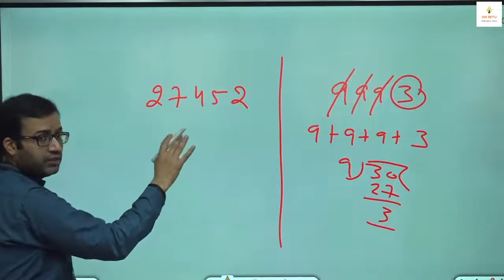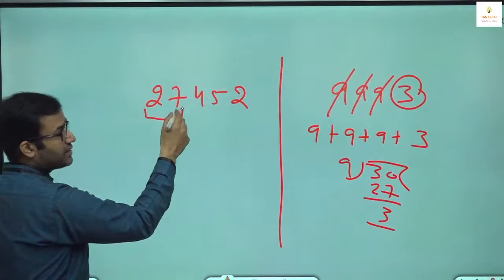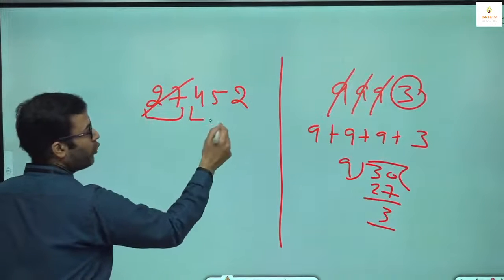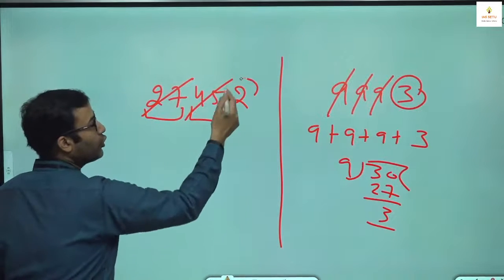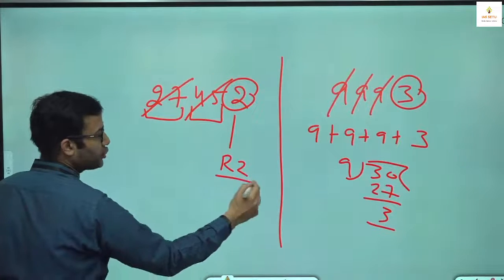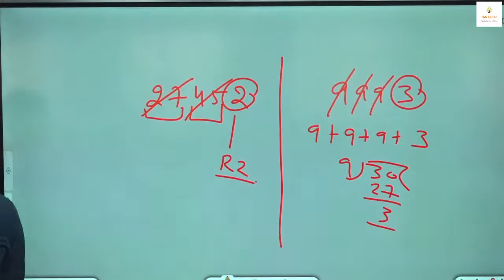Similarly here, in this question, 2 plus 7 is 9, you can ignore. 4 plus 5 is 9, you can ignore. You can directly say your remainder is 2. So you can save your time if you want. If there is a 9, directly or indirectly, you can ignore that. No need to carry the addition.